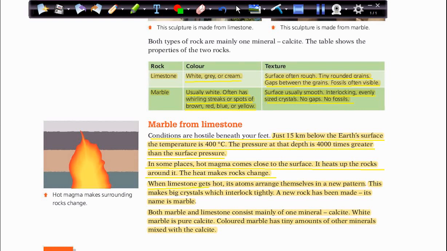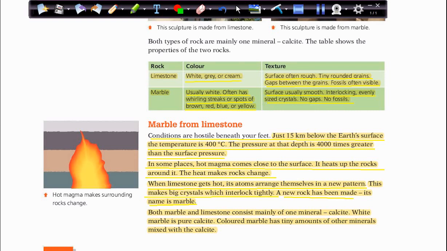When limestone gets hot, its atoms arrange themselves in a new pattern. So the temperature can affect the pattern of these atoms for the limestone. This makes big crystals which interlock tightly. They can get into each other very tightly. A new rock has been made. This is called marble. Okay, so this is how the marble can form.